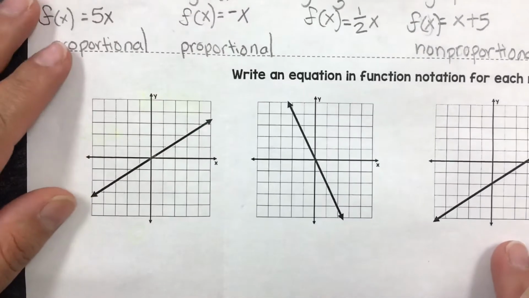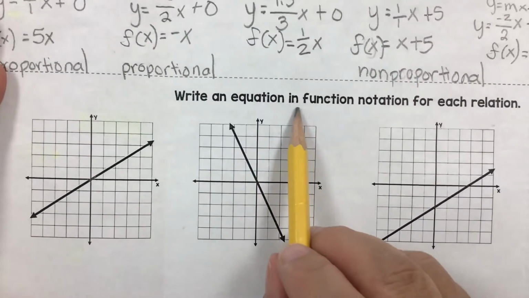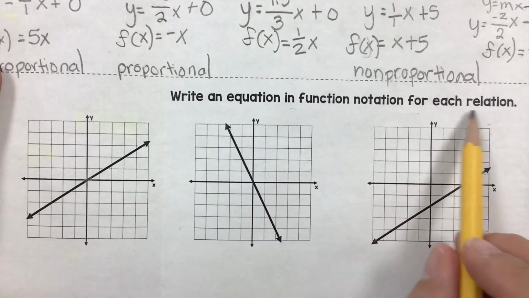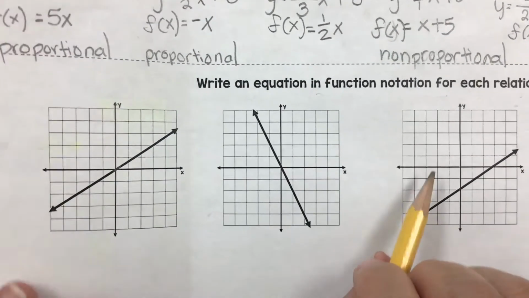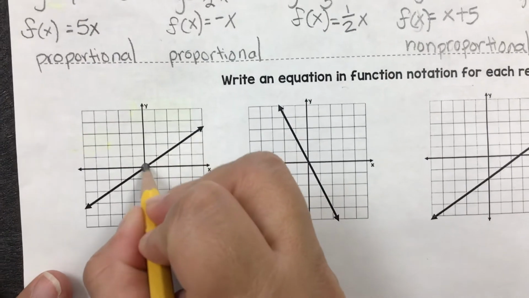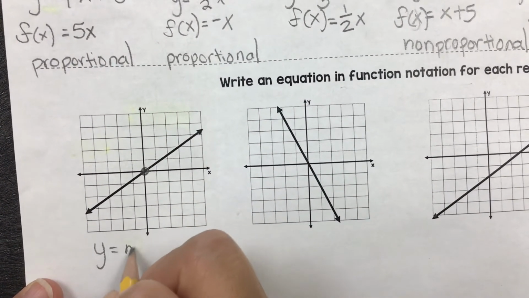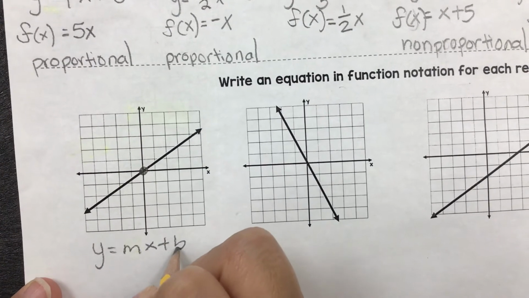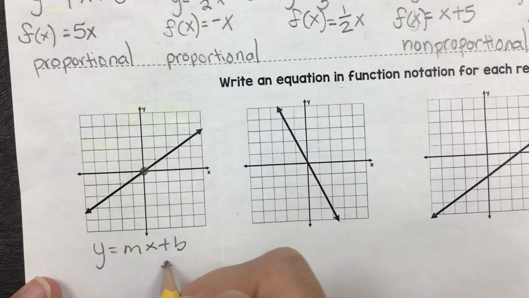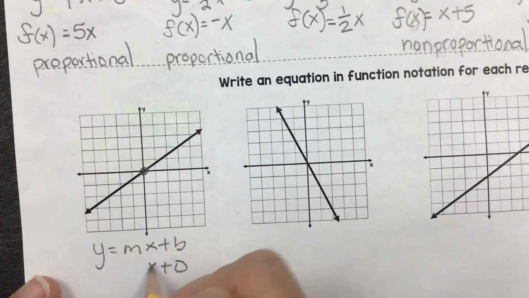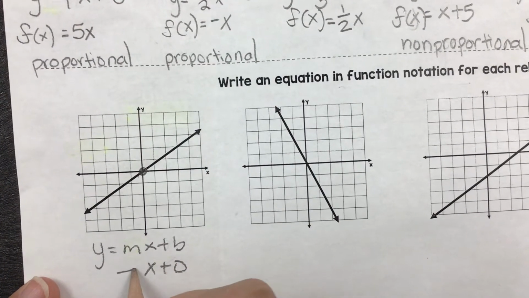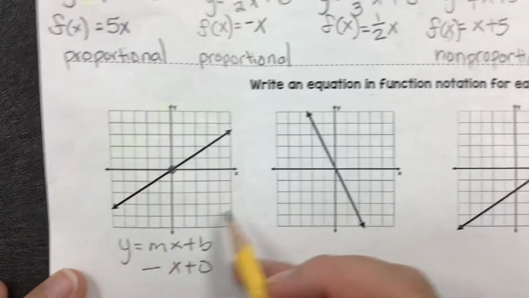All right, this one, it says write the equation in function notation for each relation. When we go through the 0, 0, that is also your b. So don't forget, we're doing y is equal to mx plus b. This b is 0, so plus 0. Rewrite the x. Now we need to find the numerator and the denominator.